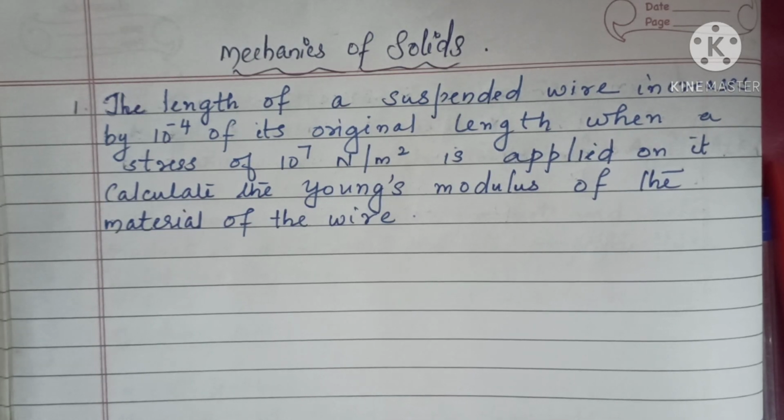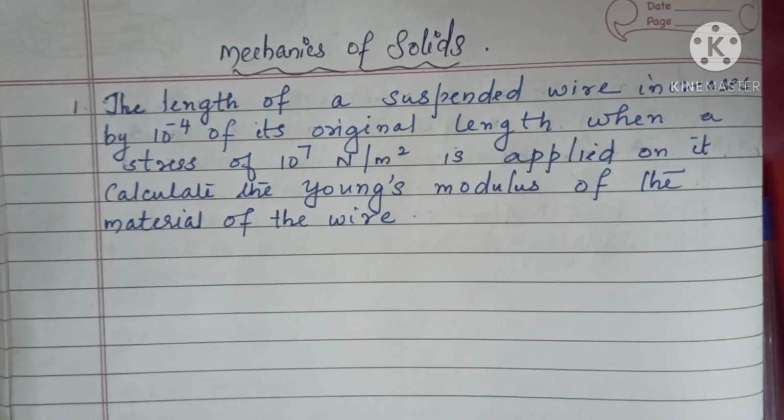So let us move to the first question. The length of a suspended wire increases by 10 power minus 4 of its original length when a stress of 10 power 7 Newton per meter square is applied on it. Calculate the Young's modulus of the material of the wire.